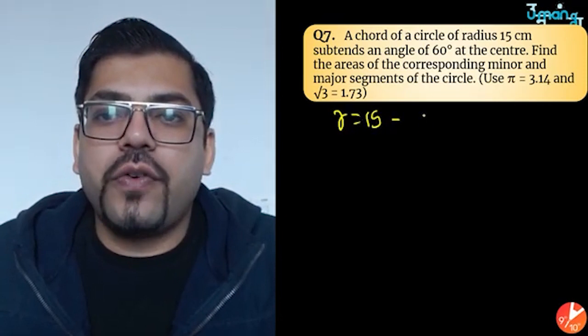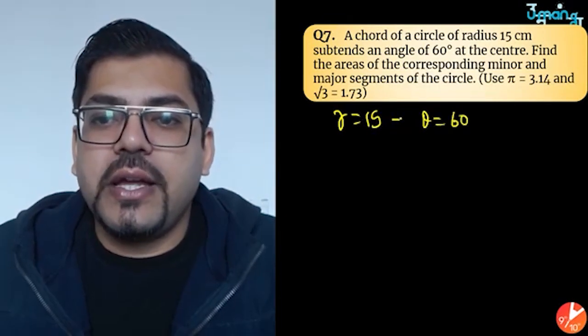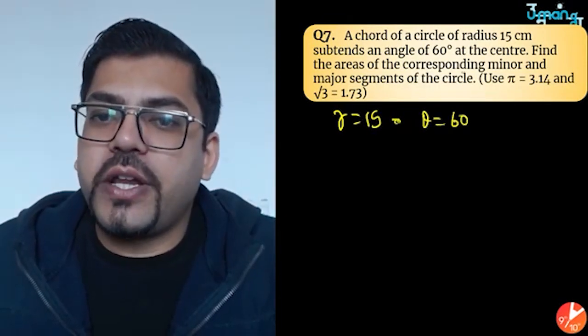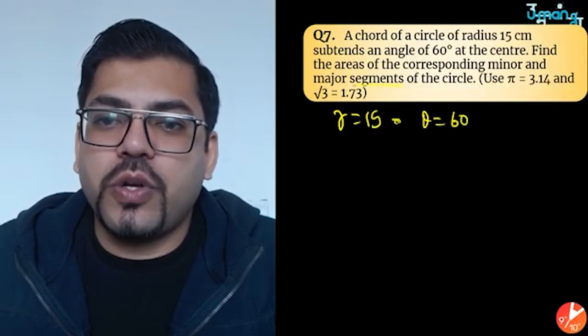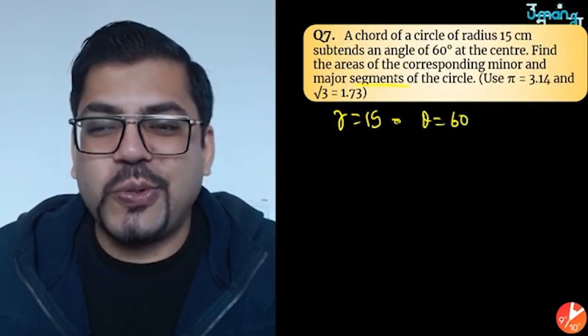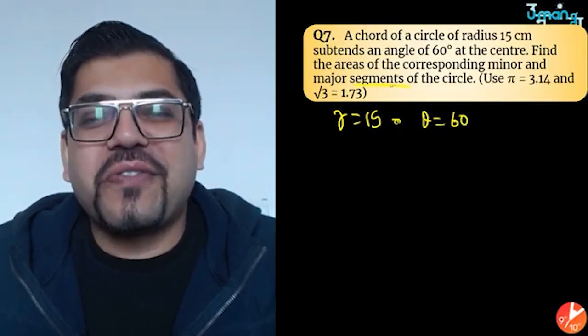Suppose an angle of 60 degrees, meaning theta is 60 at the center. Find the area of the corresponding minor and major segments of the circle. Now here it is the major segment. Okay, so we have to find that.